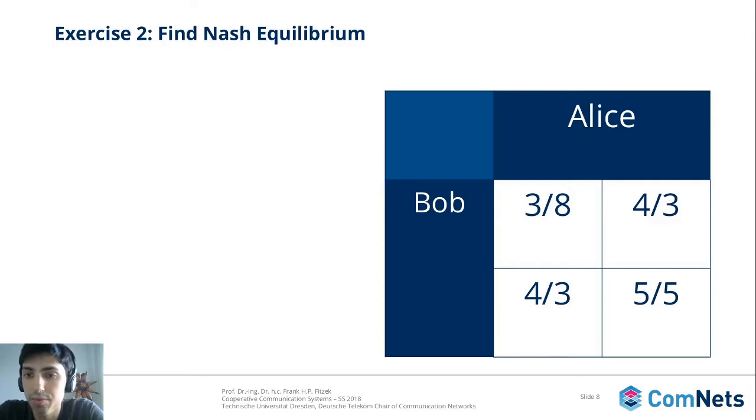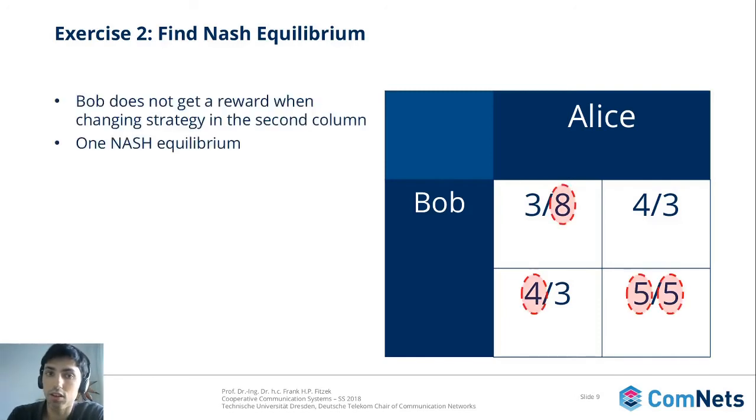In the case of Bob, if he takes the upper strategy, he can get either 8 or 3 points, which means that the best case is 8. And then in the lower strategy, he can get either 3 points or 5 points. Of course, the best case will be 5. So if we circle the highest numbers, oh, here's one missing. Anyway, it's fine. So let's see. What we can see here is that there's only one Nash equilibrium.